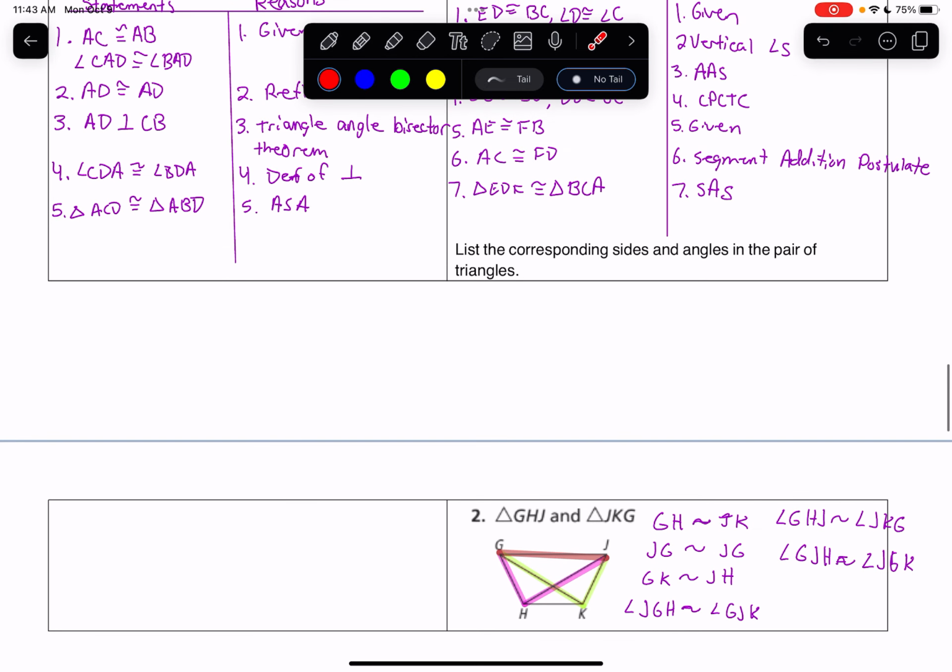All right, and I think that that is everything for this. Kind of a longer one with the proofs, but they're good practice.